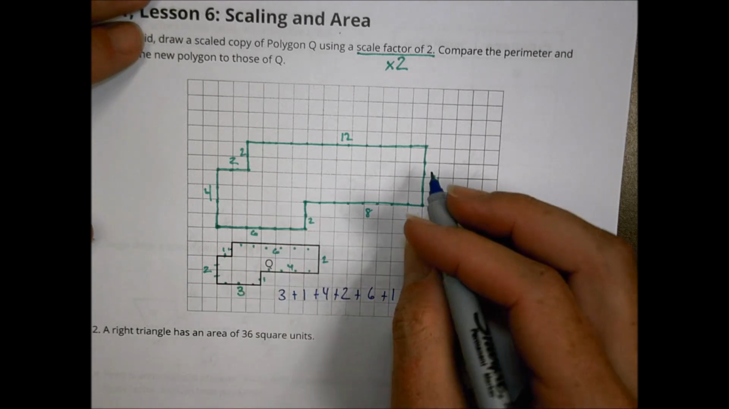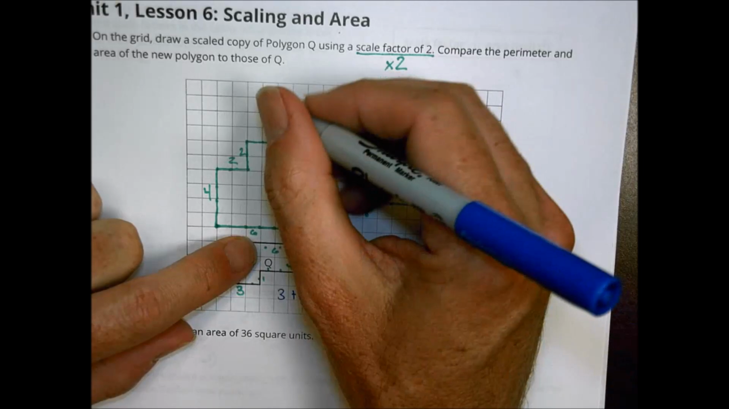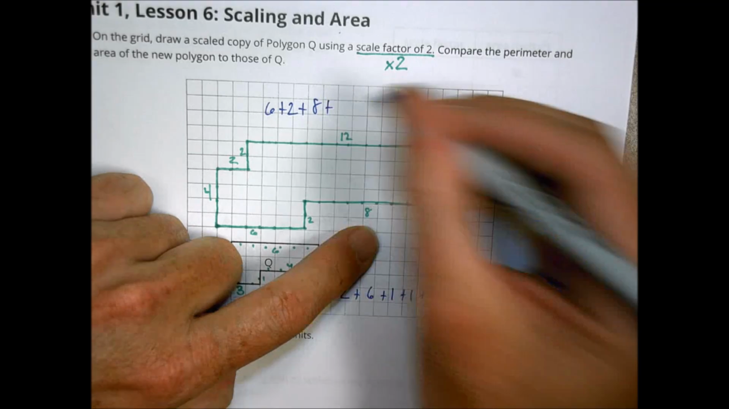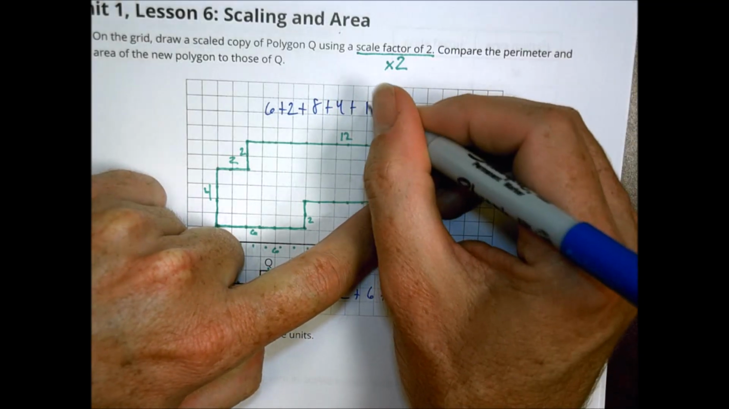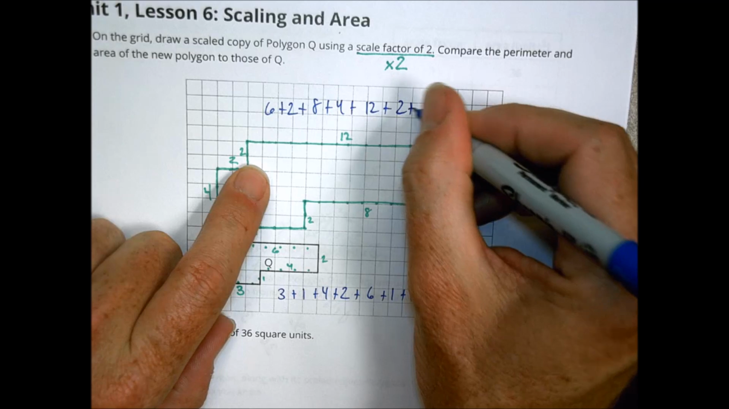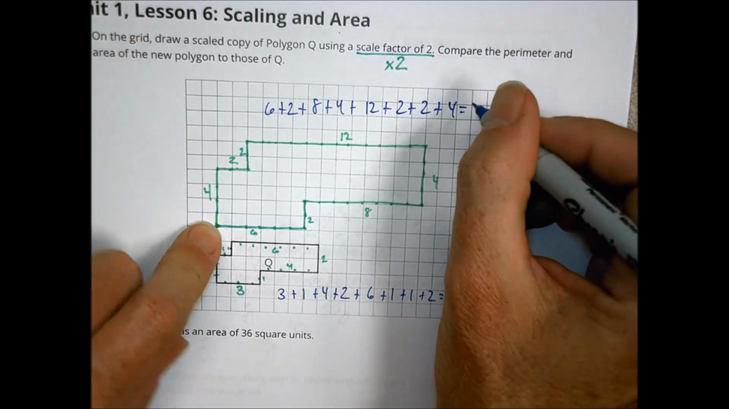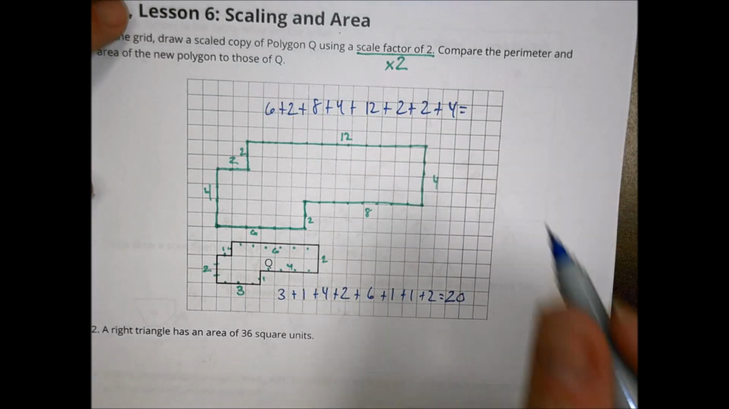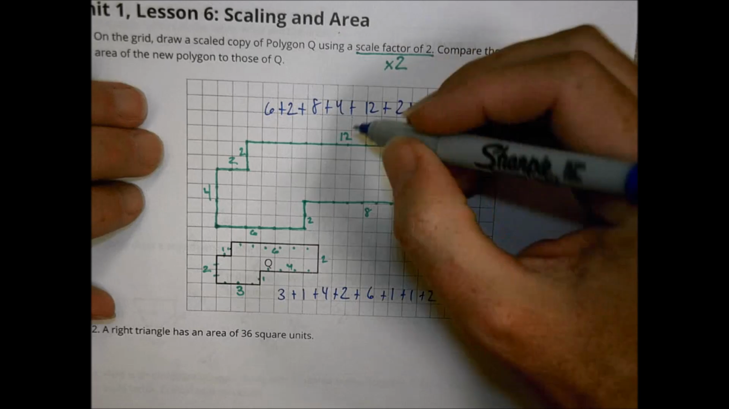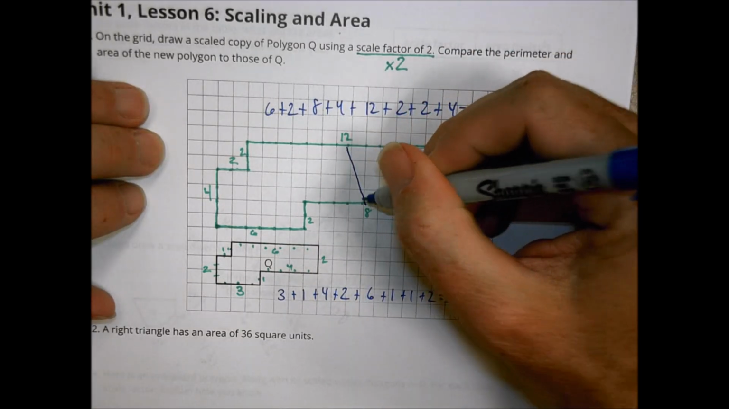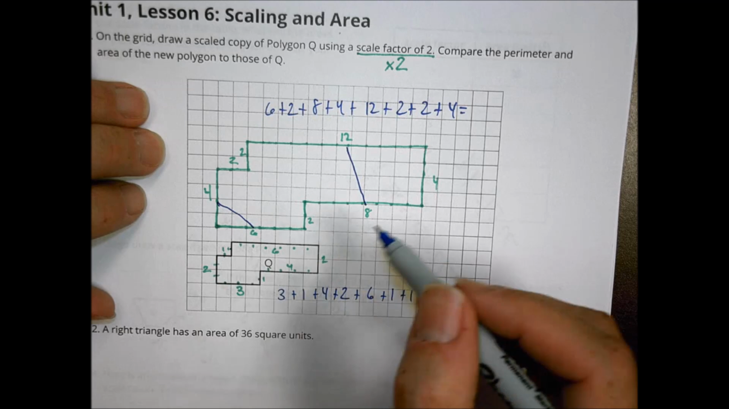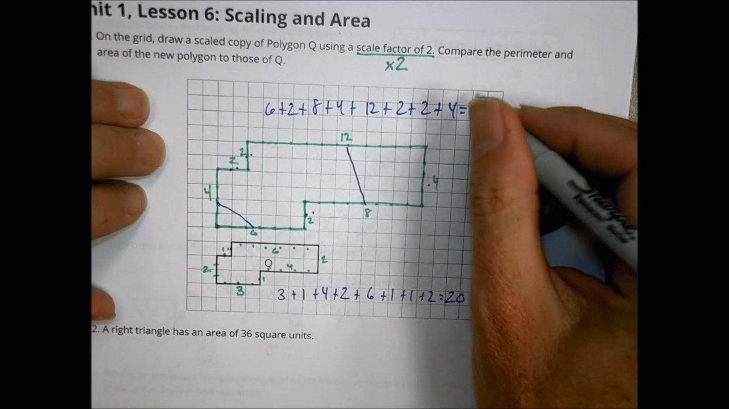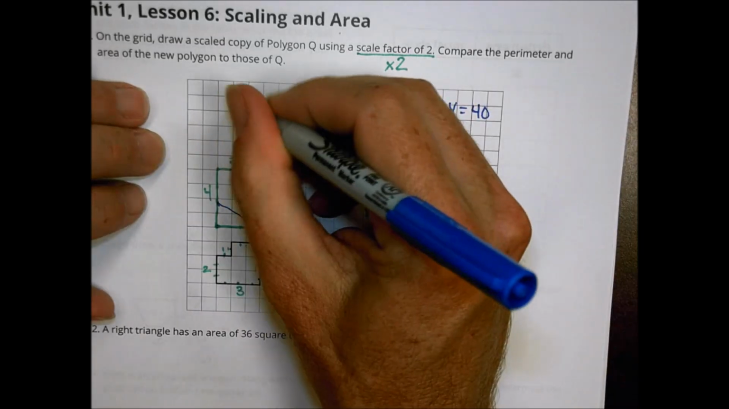When I do this perimeter and start at the bottom here, I have 6 plus 2 plus 8 plus 4 plus 12 plus 2 plus 2 plus 4. And when I do this one, what I find is that the perimeter of the scale factor 4 is a lot larger, isn't it? So I could do some quick math. 12 plus 8 is 20. Here I have 30. And here I have 34, 35, 36, 37, 38, 39, 40. So this one is 40 for the perimeter. So perimeter here is 40.